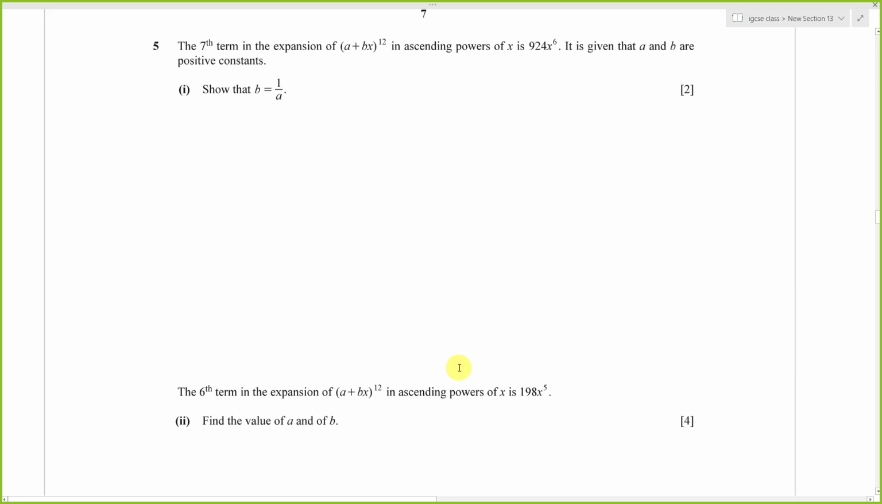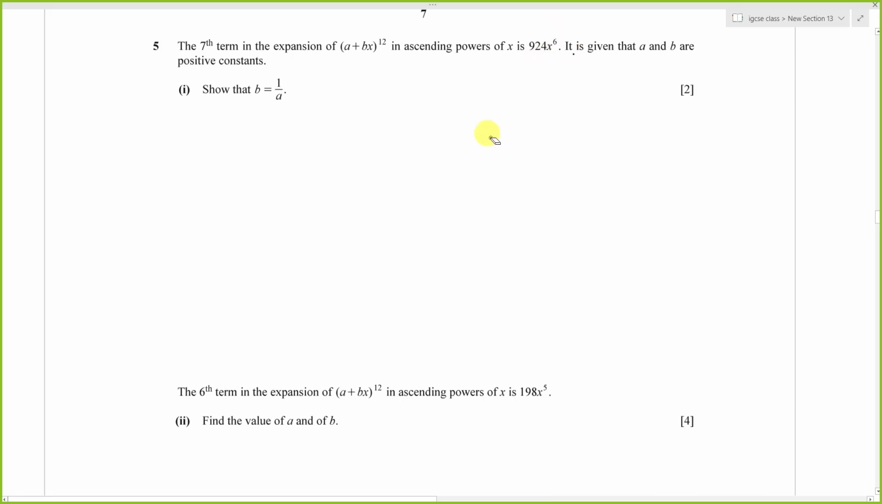Binomial expansion. The seventh term of the expansion in ascending power of x is 924x power of 6. It is given that a and b are positive constants, show that b equals 1 over a. So depends how you want to remember the 7th term, because we have something like r plus 1 equals the nth term, something like that. But normally I don't like to remember that. I just focus at the x power here.